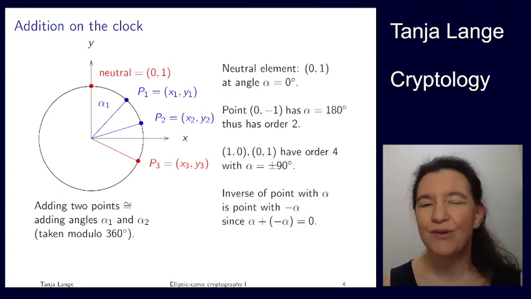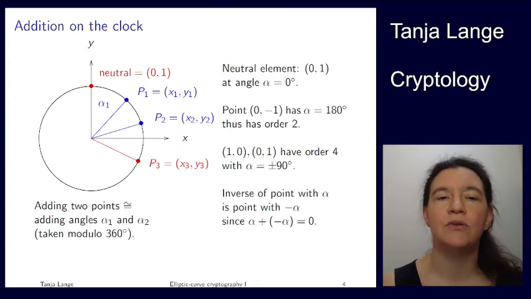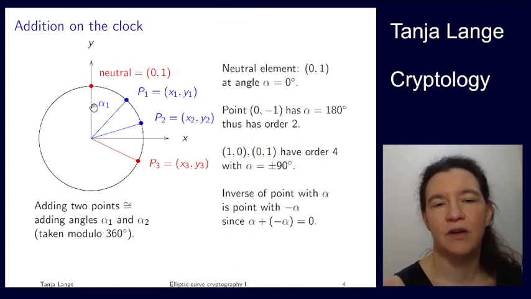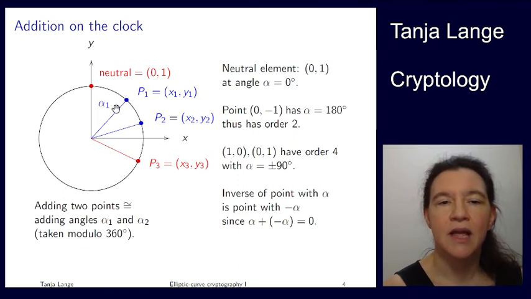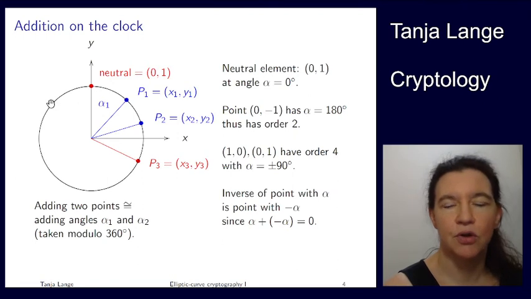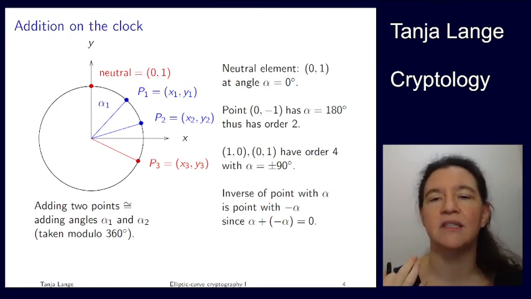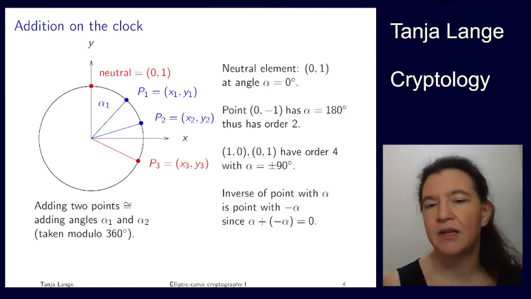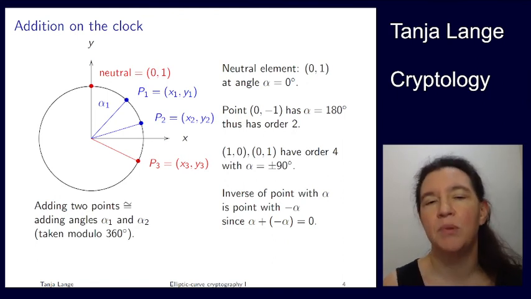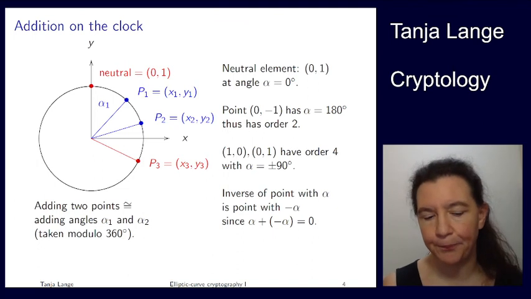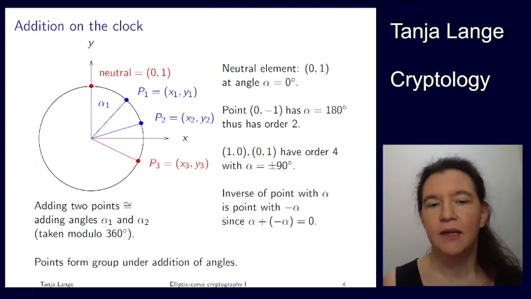Okay, so we're looking like we're having a group operation, and also, let me highlight, if I have a point over here, P1, then minus P1 is at minus alpha. So I'm just going in the negative direction, or minus alpha is the same as 360 minus alpha. I find it shorter to go centered around 0, so I'm writing minus 90, but that's the same as 270.